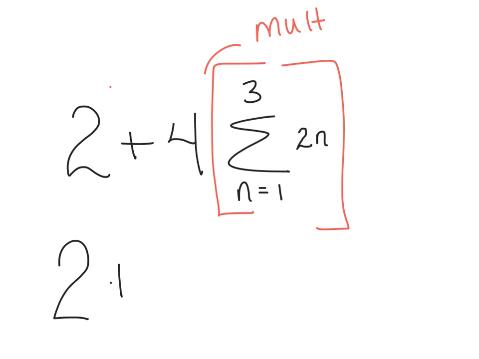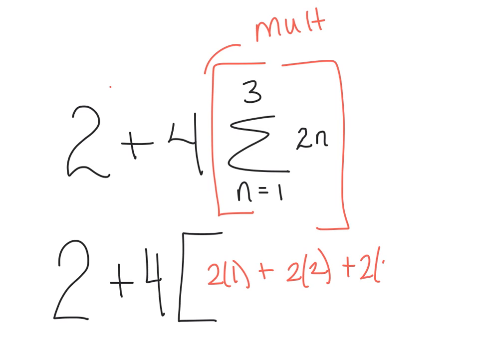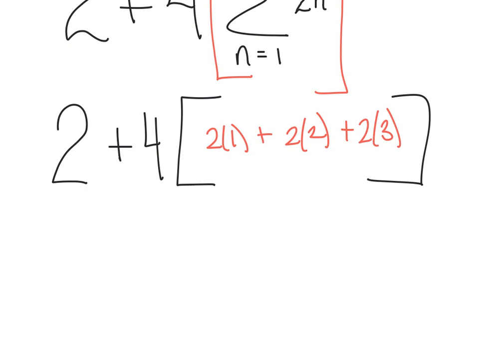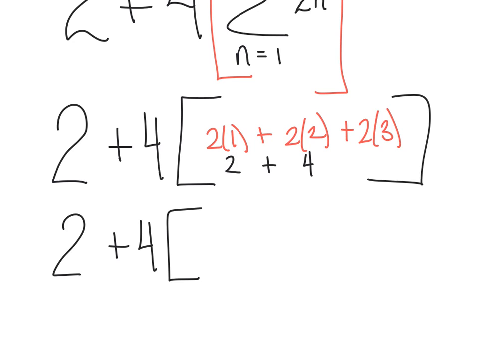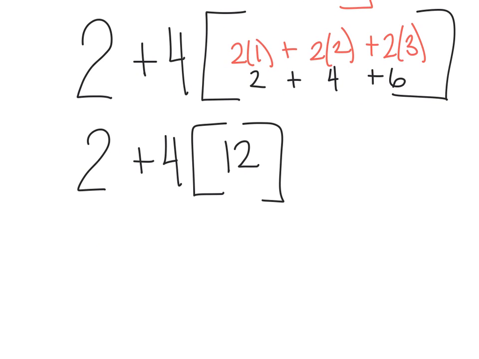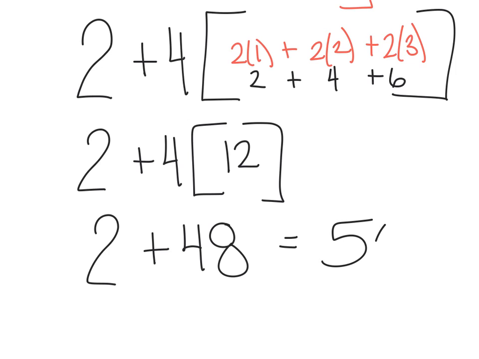So I'm going to say it's 2 plus 4 times the summation. Let's go get the summation. I'm going to plug in a 1, so that's 2 times 1, plus 2 times 2, plus 2 times 3. We'll close that bad boy up. Okay, so I have 2 plus 4. This guy's summation is really 2 plus 4 plus 6 gets me a total of 12. Okay, so now I'm really just following through that order of operations. PEMDAS, parentheses, exponents, multiply, then you can add and subtract. So this is really 2 plus 48 for a total of 50.